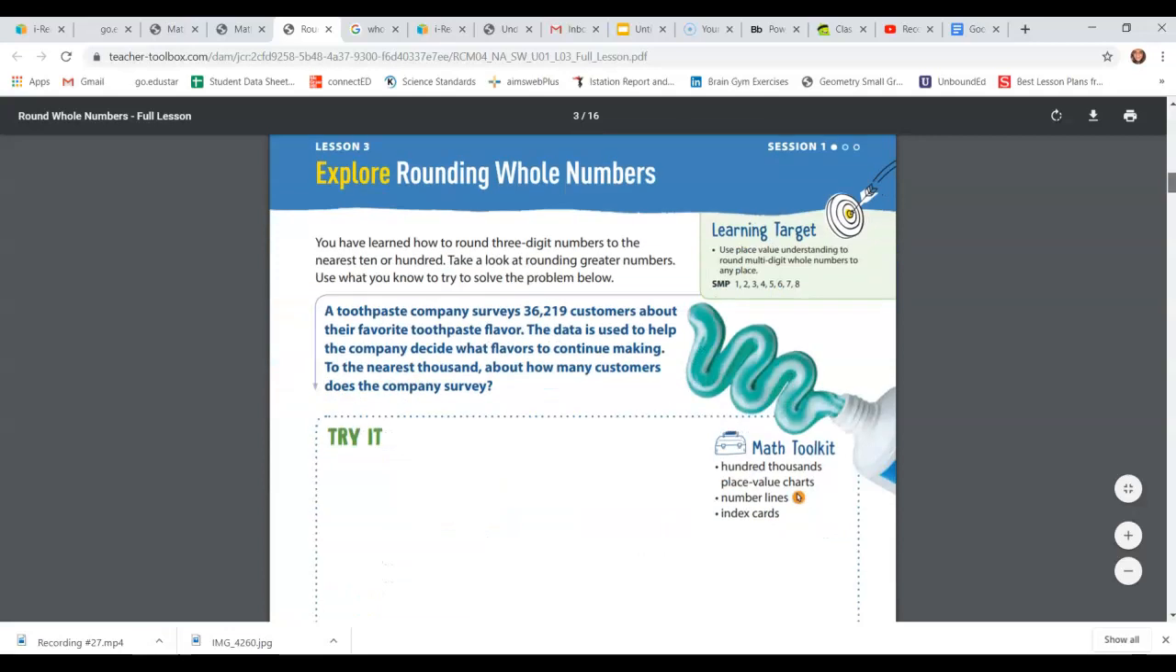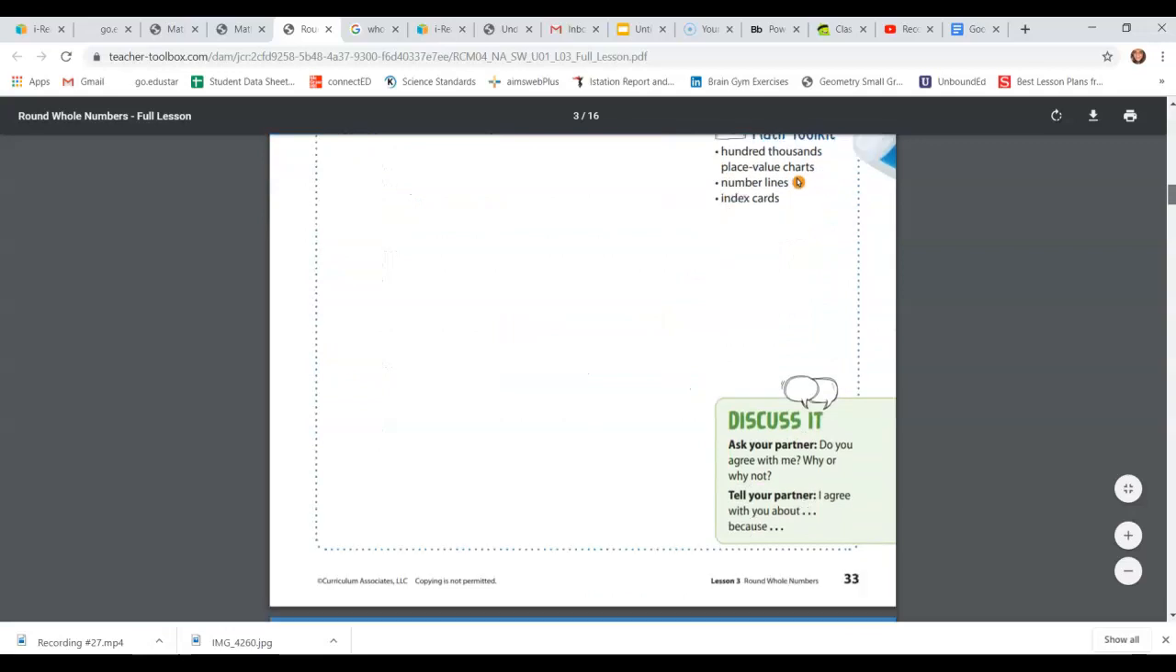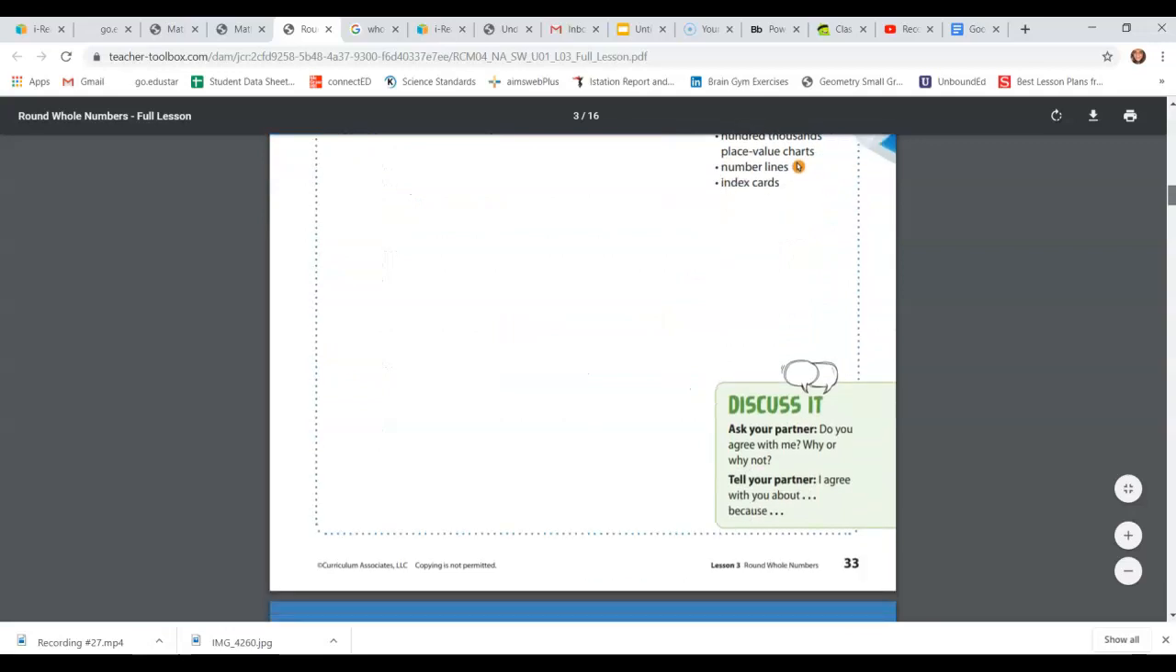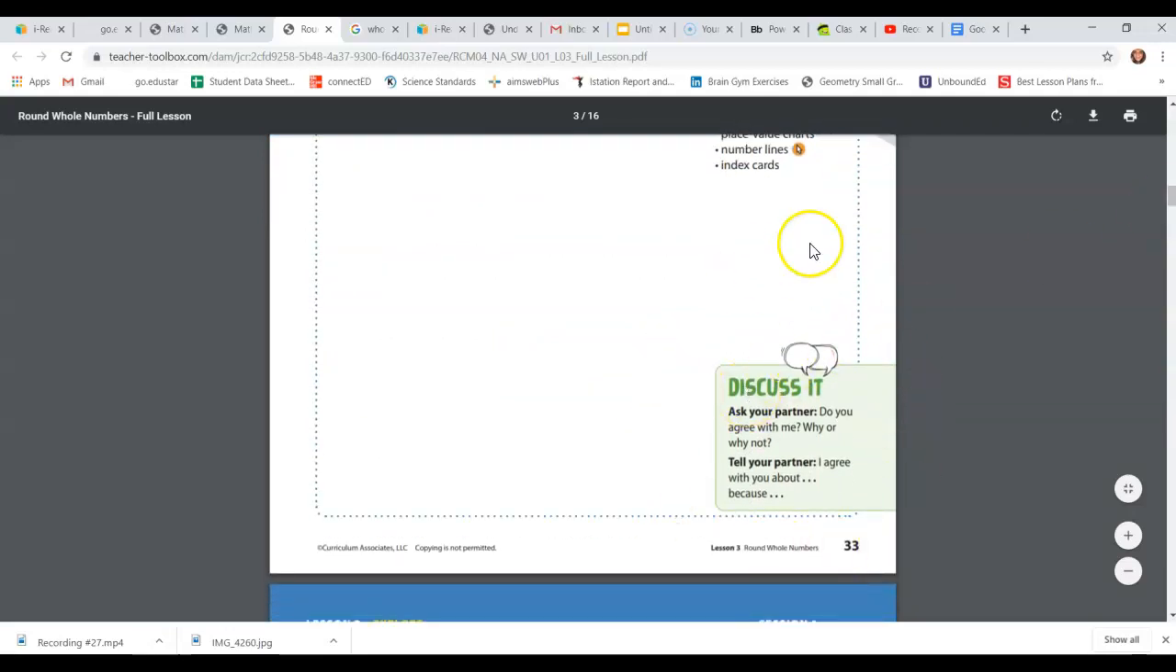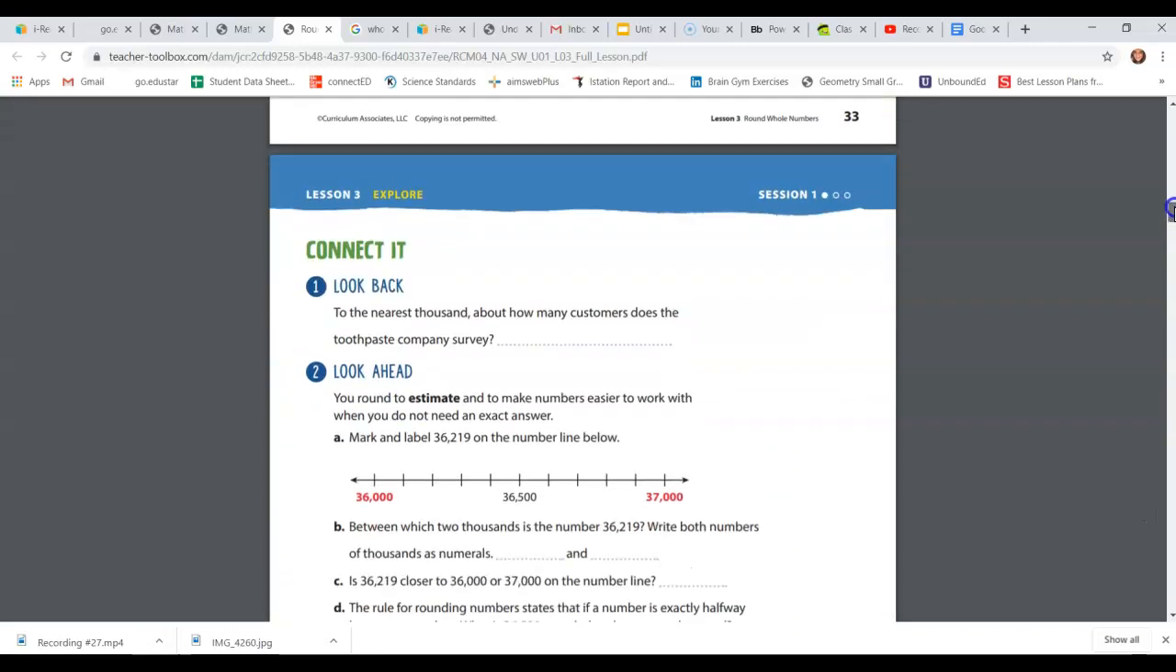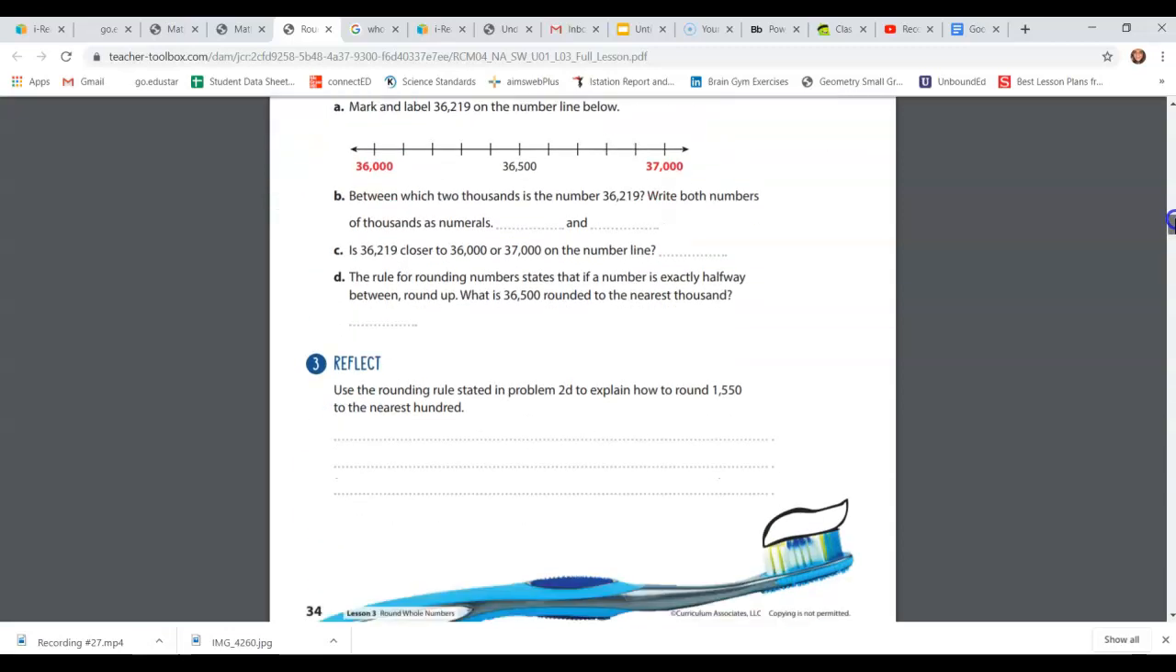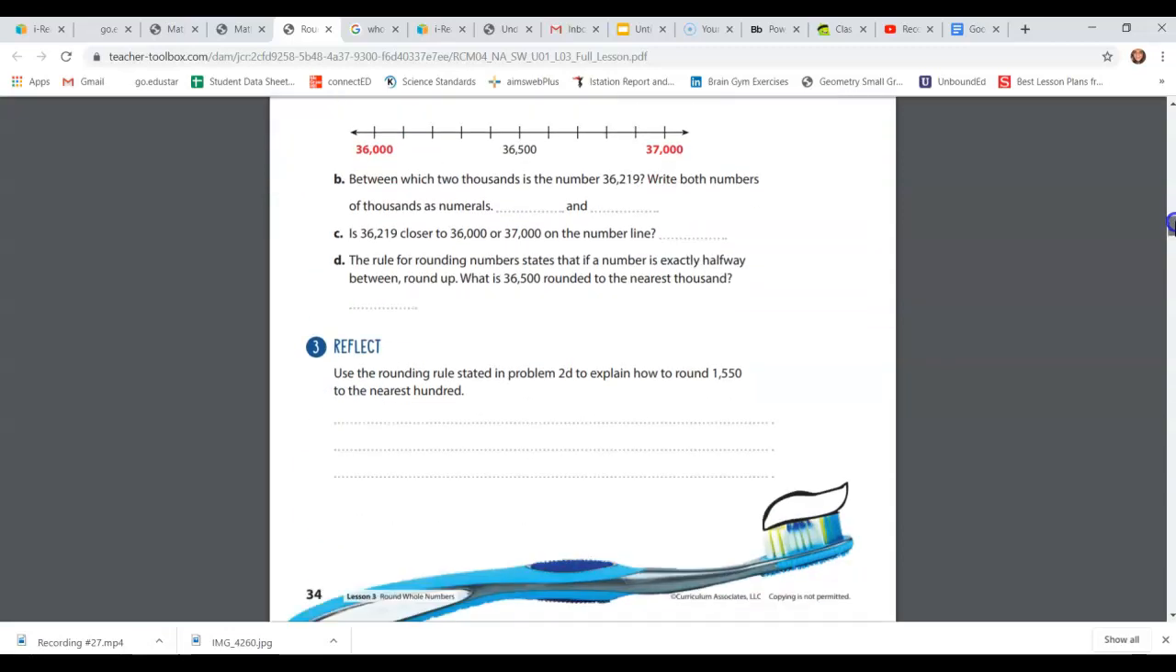In the first part of the lesson, in session 1, there is an explore section. This is where they'll do the try it. And then they'll discuss it right here. And then the teacher will connect it to some strategies that they could use to solve that problem. And they'll reflect on that.